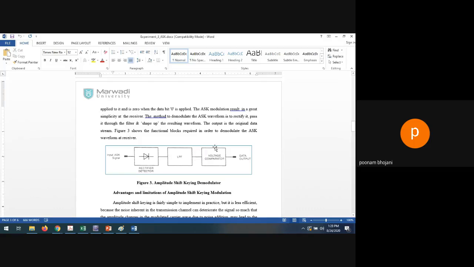Either the value is greater than 1 or not greater than 1. So only a true or false value, that is, a digital binary value, 1 or 0. That's why a voltage comparator will be used. So let me show you the ASK demodulator circuit in Multisim also.